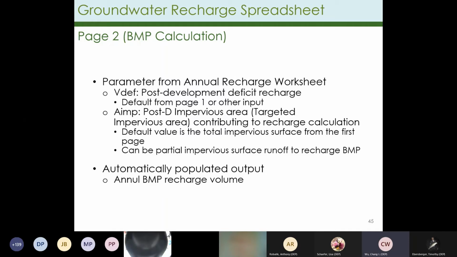And for the IMP on the second page, it is the targeted impervious area that contributes to the recharge calculation. The default value is the total impervious surface from the first page. But you can have the partial impervious surface that runoff going to a recharge BMP. You may not have to use all the impervious area that will contribute to the recharge. And there would be an auto, where the spreadsheet would automatically calculate the output.